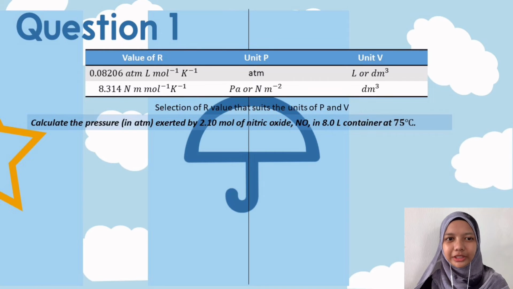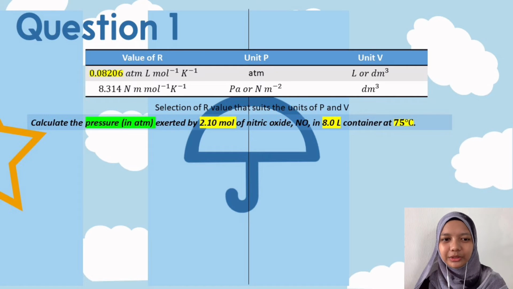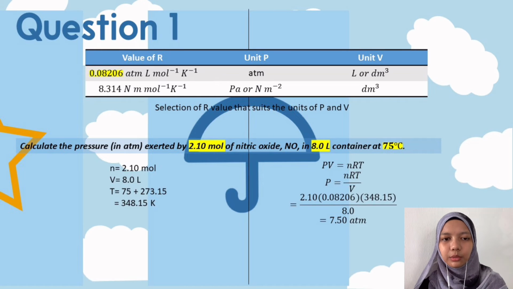Okay, for the first question, calculate the pressure in ATM exerted by 2.10 mole of nitric acid in a 8-liter container at 75 degrees Celsius. So from this question, we get that the number of mole is 2.10, the volume equals 8 liter, and temperature we get 348.15 Kelvin because we converted the Celsius to Kelvin.